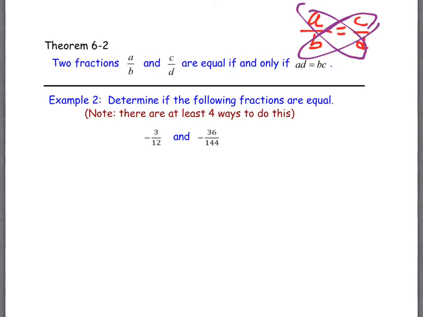So we're going to do this 4 different ways. We're going to show whether these fractions are the same. So the first way we're going to do is simply Theorem 6.2, because it's the one we just mentioned. So this is my first attempt at deciding if these two fractions are the same.